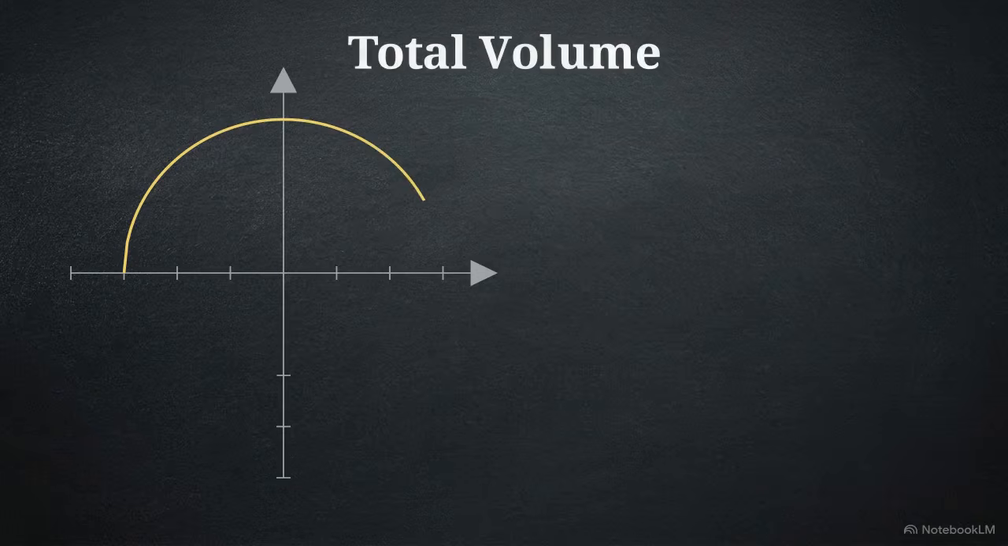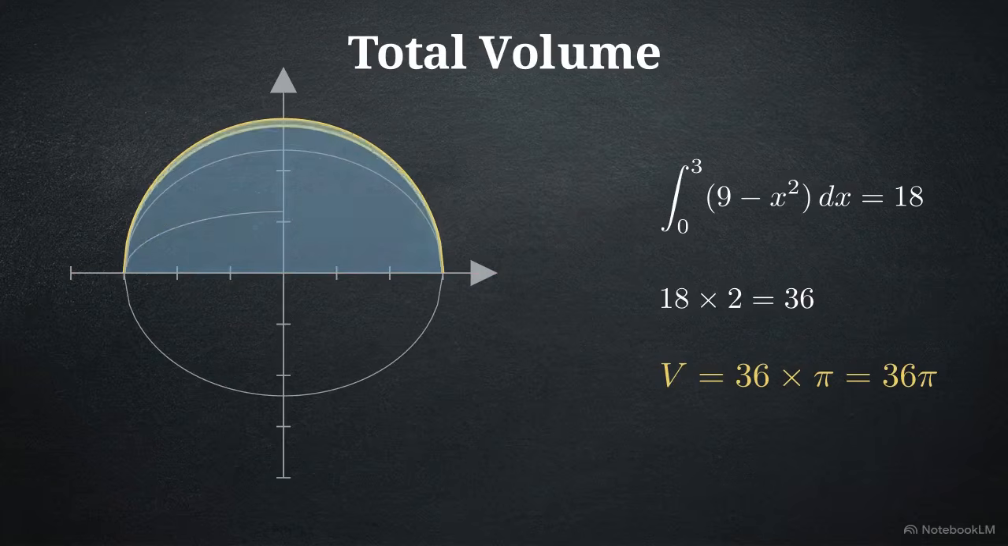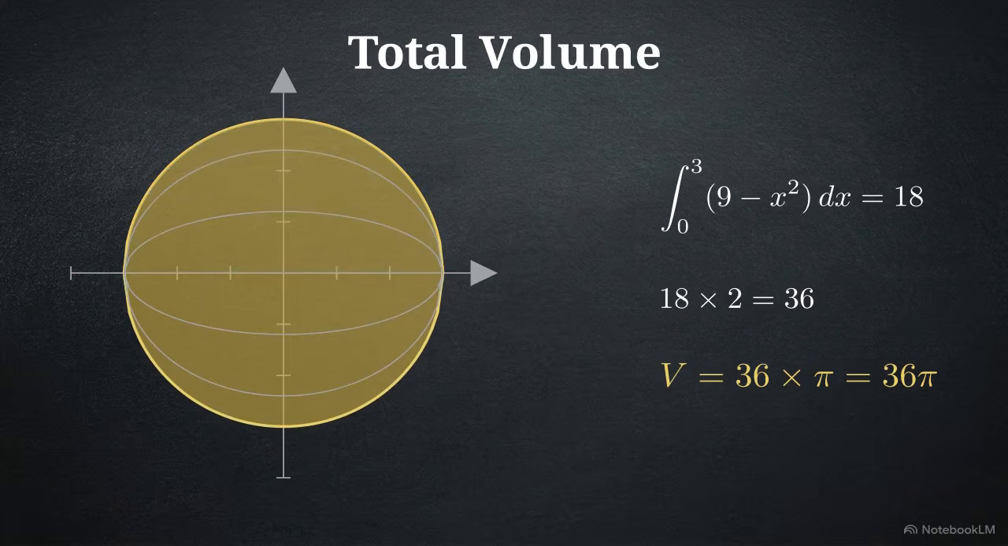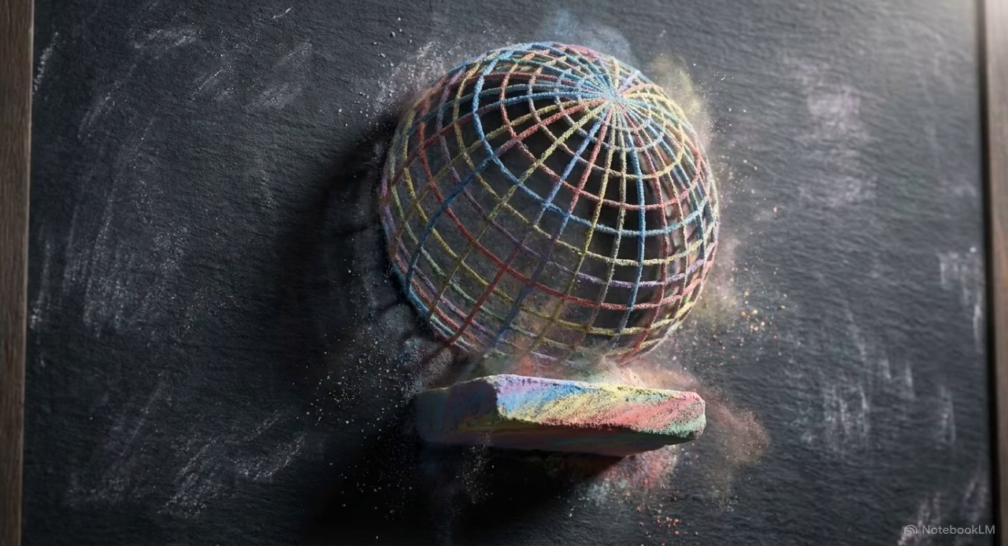The antiderivative evaluates to 18. Doubling this and multiplying by pi results in a volume of 36 pi. As the area sweeps around the axis, the algebra constructs a solid sphere with a volume of exactly 36 pi. We have successfully used a one-dimensional equation to define the three-dimensional volume of a physical object.